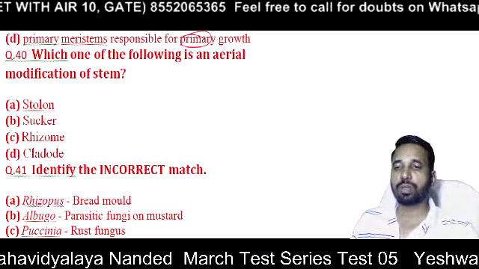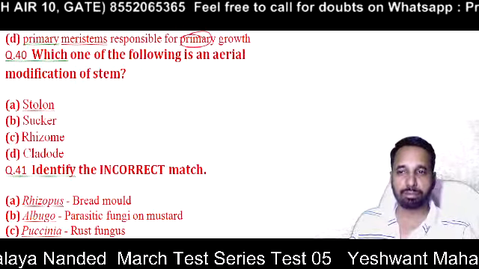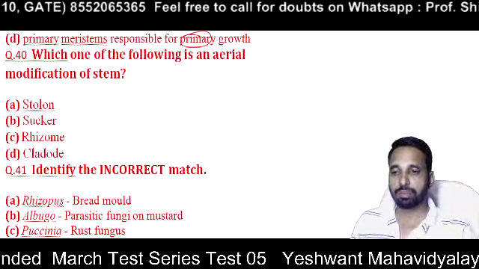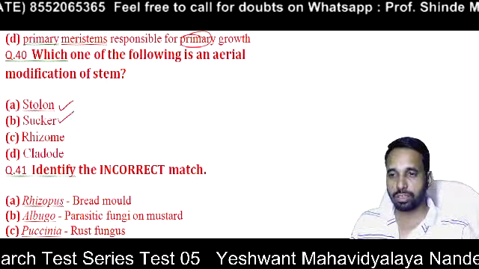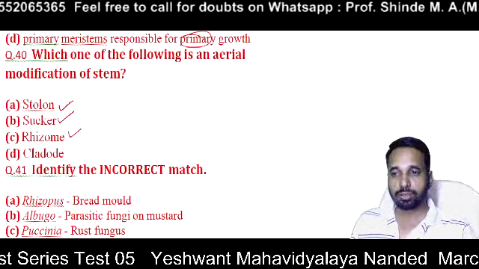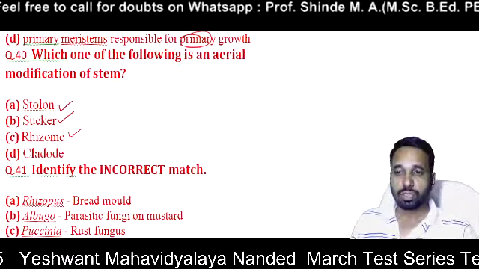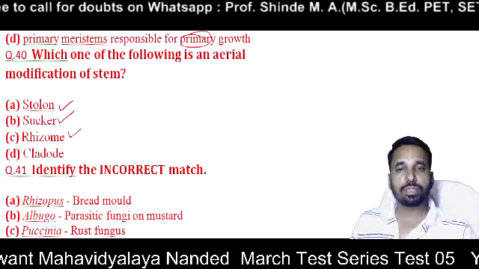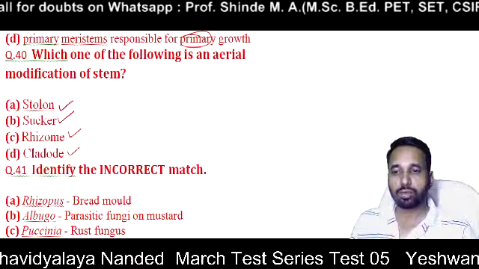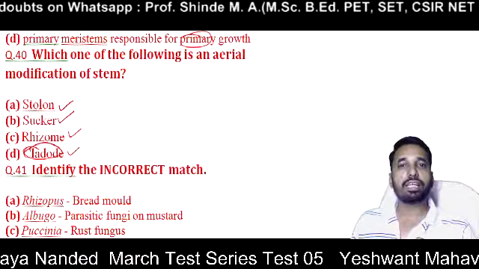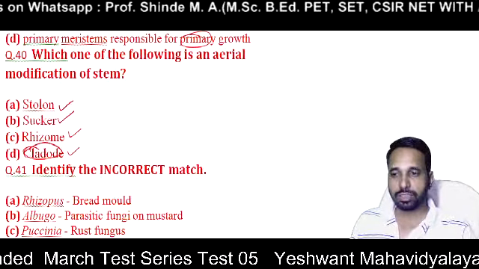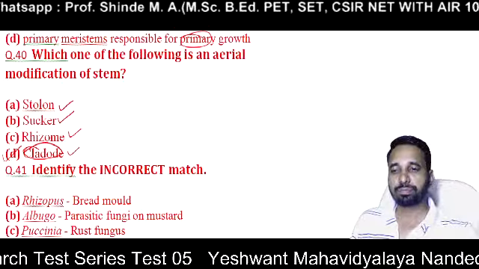Number 40, which of the following is an aerial modification of stem? Aerial modification of stem. Remember, stolon, sucker. What about these? Rhizome. Rhizome is underground, isn't it? Stolon, sucker, what about them? These are subaerial. Only cladode is there, which is an aerial modification to conserve water, isn't it? So option D is fine.